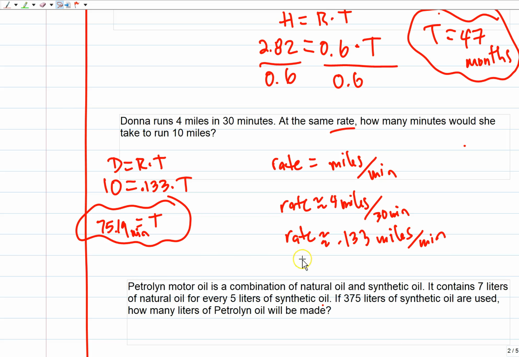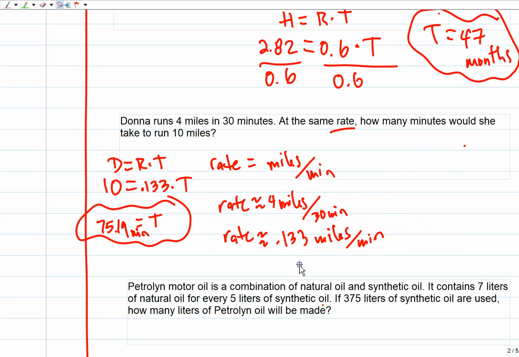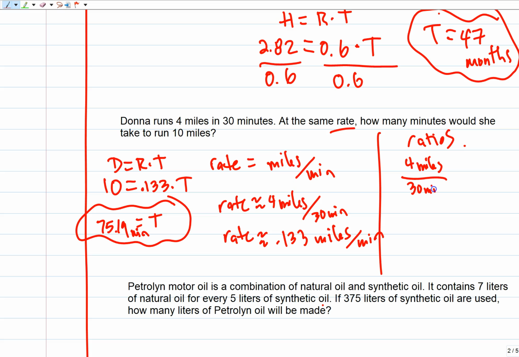That is something that I see a lot of people doing when they get to these questions. In this situation, I actually think it's a little harder, but it does work. You figure out what her rate is, and then you figure out how long it would take for 10 miles. The other option is this. I can set up ratios. If her rate is 4 miles over 30 minutes, I can set that equal and figure out what time it would take for her to do 10 miles in x minutes.